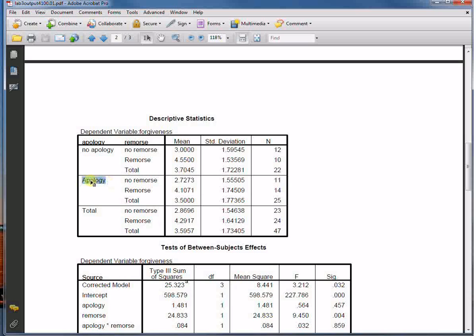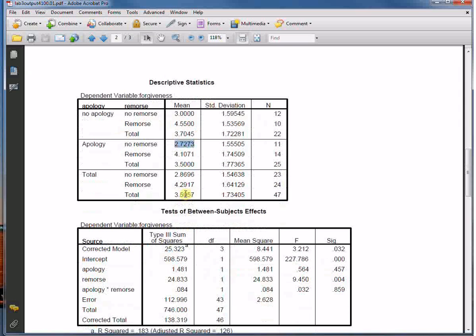We look again here in the apology condition. Now these are when people did apologize and there was either no remorse or there was remorse. When they did apologize and there was no remorse, 2.72, that's very low on that forgiveness scale. Again, it's from 1 to 7. When there was remorse and an apology, we had 4.10, indicating higher forgiveness when there was an apology with remorse.